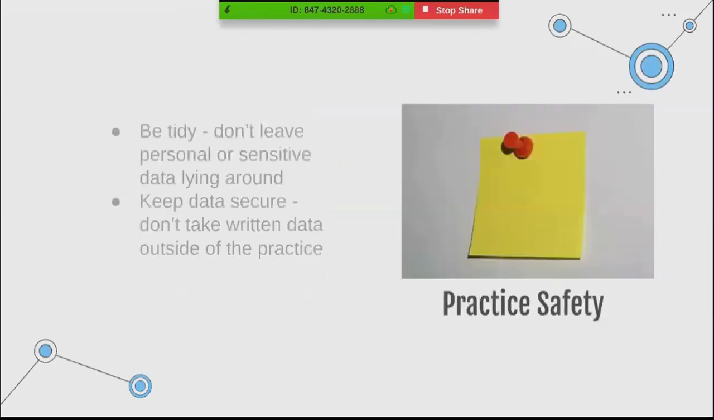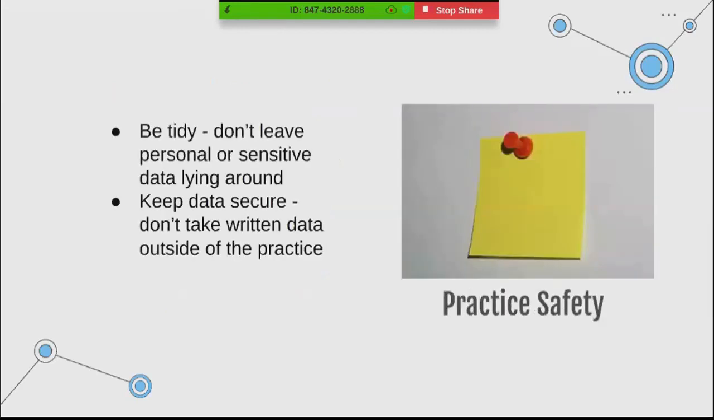So practice safety, be tidy. Don't leave personal or sensitive data lying around. Make sure that you keep data secure. Don't take written data outside the practice. Again, I've seen in practice where people have taken payment details over the phone, it's gone onto a post-it note, and into a pocket to be processed later in the day because they're rushed off their feet. So again, really poor practice.